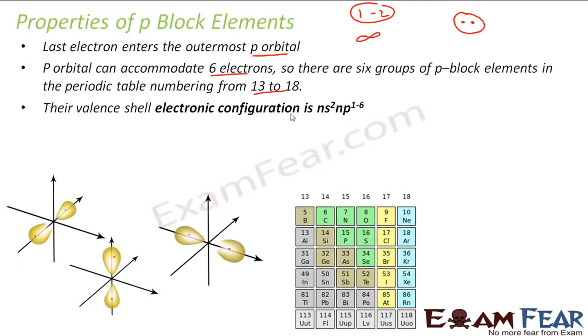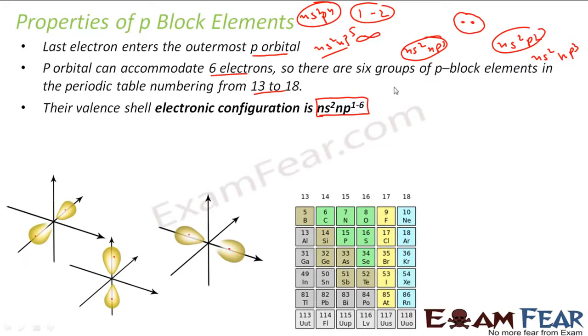The general electronic configuration of the p block element is ns2 np1 to 6. That means the p can have value 1 to 6. For example, it can be ns2 np1, ns2 np2, ns2 np3, ns2 np4, ns2 np5, or ns2 np6 also, right? Because this is 1 to 6, it can have any of the values. We wrote the general electronic configuration for a p block element as ns2 np1 to 6.